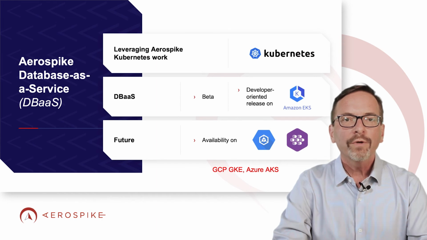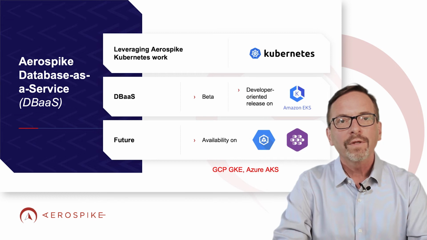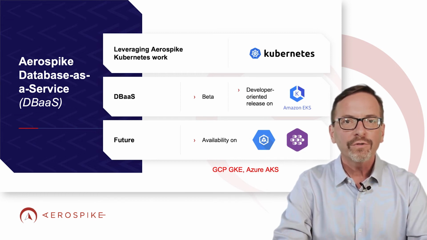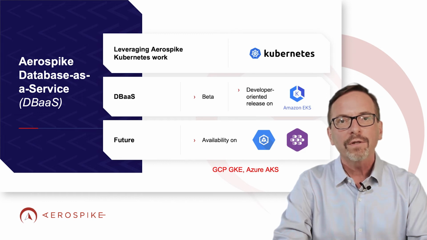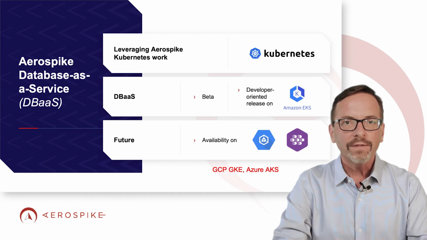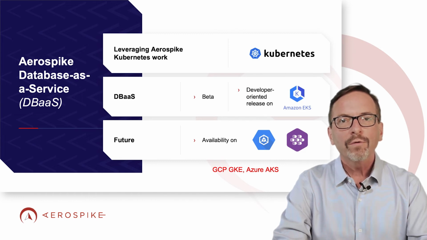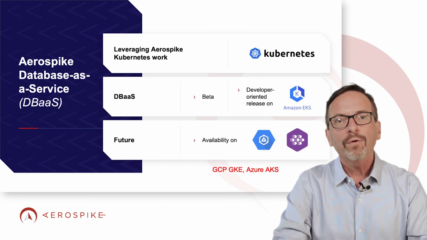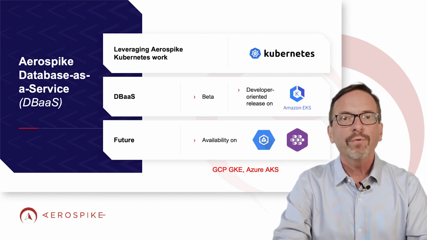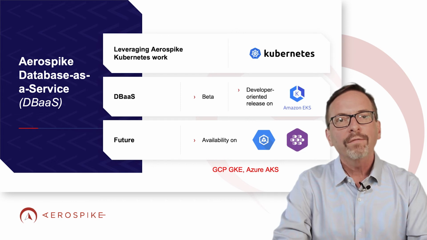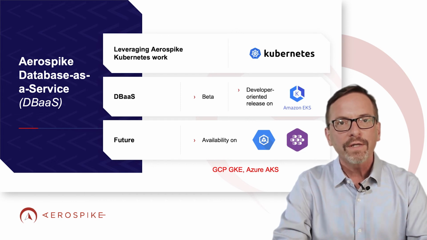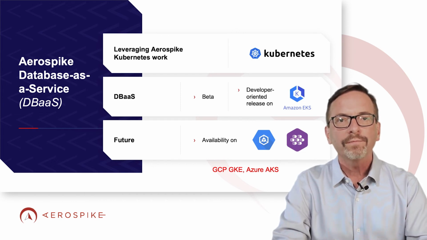We are working to bring Aerospike Database as a Service to market this year. We are leveraging the Kubernetes work that we've done for orchestration and management of database clusters, and we're working to roll out a beta of the DBaaS system. Following that, we will offer a developer-oriented DBaaS in partnership with AWS. And then we will provide availability of our DBaaS service in other cloud environments as well.